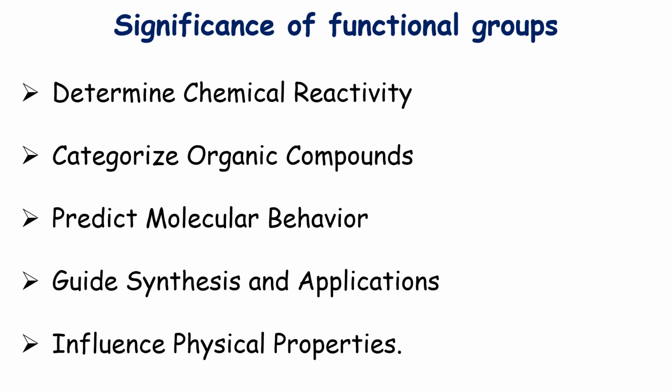Functional groups define how a molecule reacts in chemical reactions, influencing its behavior and interactions. They help to classify compounds into families such as alcohols, ketones, and carboxylic acids, each with unique properties. Knowing the functional groups allows chemists to predict how molecules will behave in various reactions and processes.